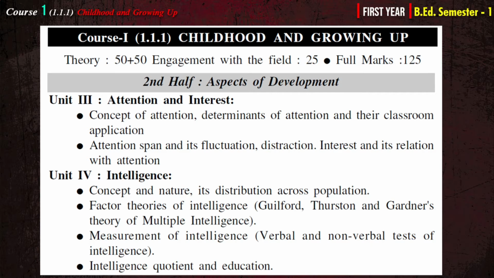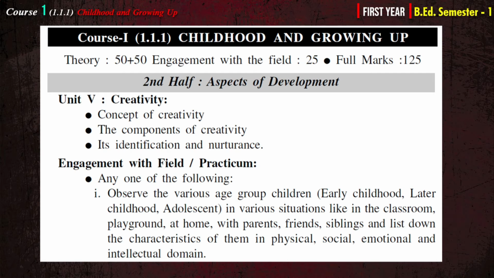Unit 4 is on intelligence, that is concept and nature, its distribution across population, factor theories of intelligence by Guilford, Thurstone and Gardner's theory of multiple intelligence, etc. Measurement of intelligence, that is verbal and non-verbal test of intelligence, and intelligence quotient and education. Unit 5 is on creativity, that is concept of creativity, the components of creativity and its identification and nurturance.